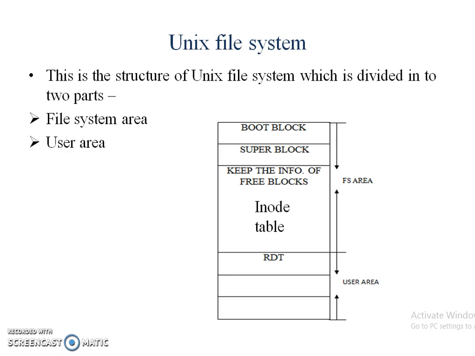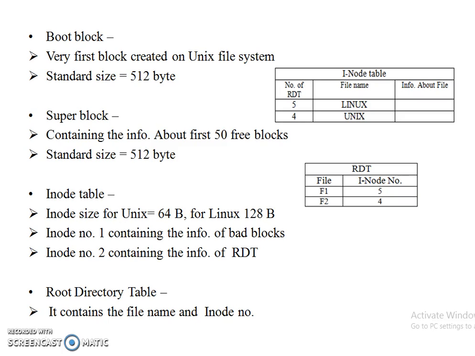In the file system area, the third block is for the inode table. The inode table resides in the third block. Next, in the user area, the root directory table resides. Root directory table means the table which contains the list of all files, file names and the inode numbers for the inode table.